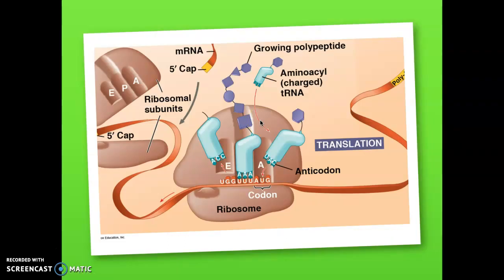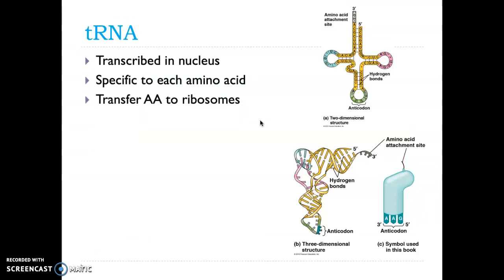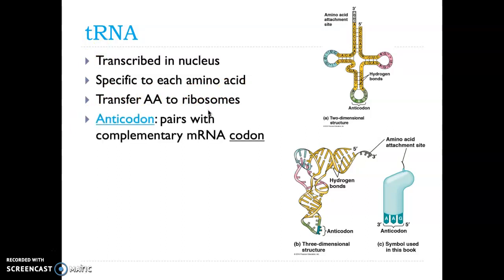And there's that picture again. tRNA is transcribed in the nucleus. Again, that's not really that important. It is specific to each amino acid, and what it's going to do is transfer the amino acids to the ribosomes. They're the taxicabs. And what is unique about tRNA is it also has 3 base codes called anticodons.